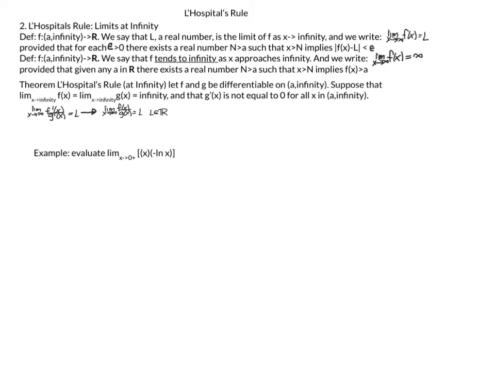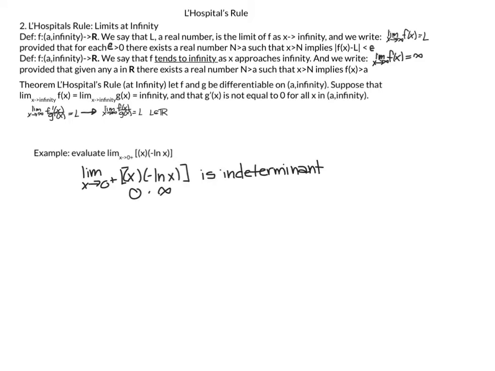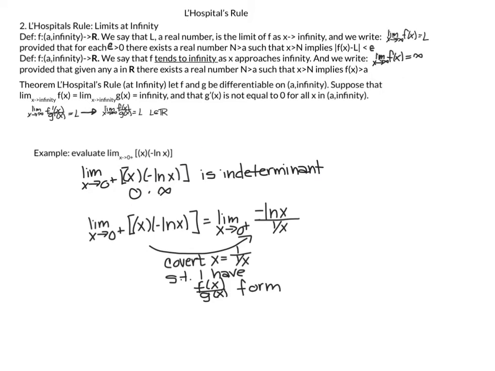A similar but different example, the limit as x approaches 0 from the positive side of x times minus natural log of x. When I plug in 0 into my x and my natural log of x, I get 0 and infinity. So this form is indeterminate. But of course, my problem is this is a function times a function, not the quotient of two functions, which L'Hopital's rule is expecting over here.